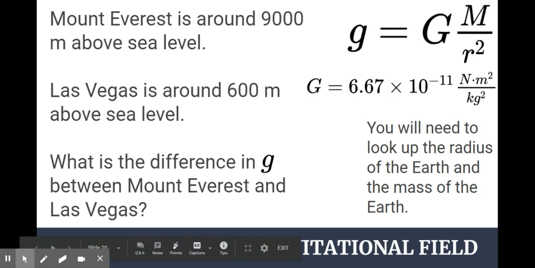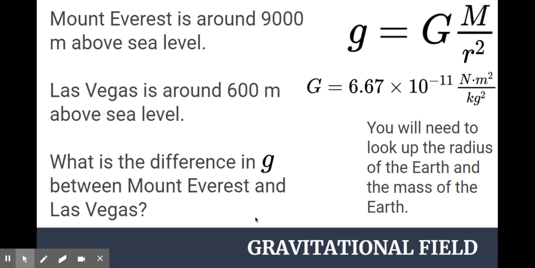You're also going to need to look up the radius of the Earth and the mass of the Earth. When you look up the radius of the Earth, make sure that you use the radius of the Earth in meters, not miles, not kilometers, meters. When you're looking up the mass of the Earth, make sure that you're looking at the mass in kilograms. Okay? Go ahead and pause, do some calculations, and then keep playing when you're ready to go through it.